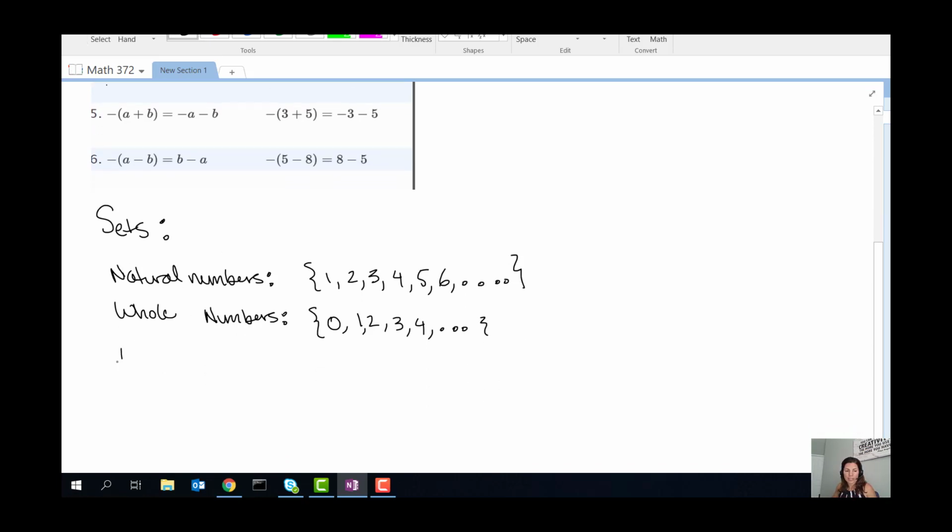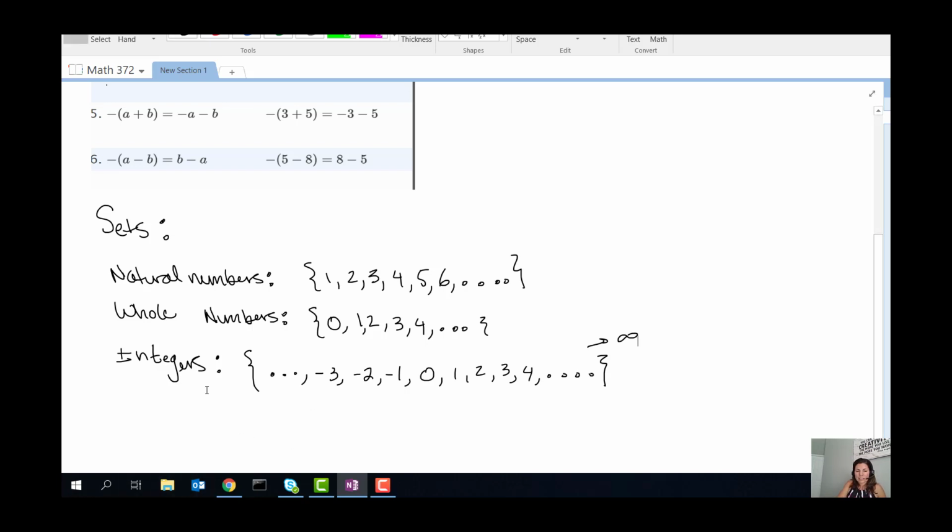After we have the whole numbers, a slightly bigger set is the integers. You probably have worked a lot with the integers already. So the integers are the whole numbers, and you throw in the negative counting numbers. So this goes all the way to negative infinity, sometimes called the negative whole numbers as well, and goes on to infinity in that pattern. But that's not the biggest set.